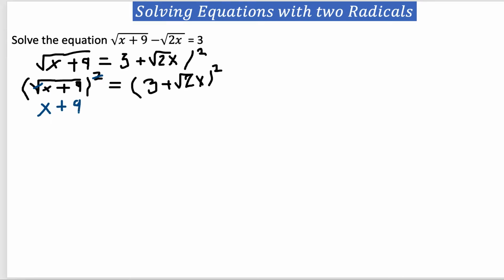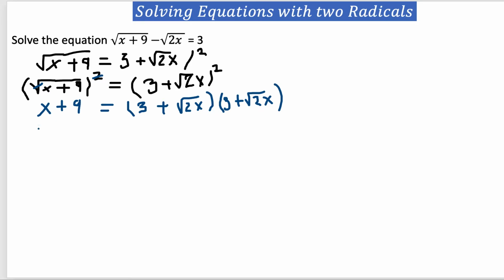And on the other side, I'm going to have 3 plus square root of 2x, because we have a square here, so we can write this as a multiplication of 3 plus square root of 2x times 3 plus square root of 2x. And I'm going to take a little bit of a shortcut because it's not going to fit all the process if I write the long steps in this small place.